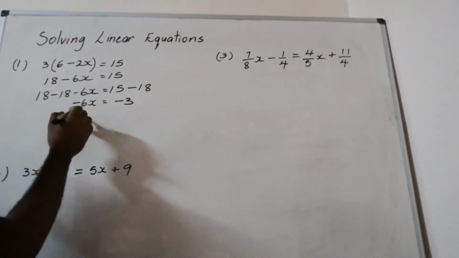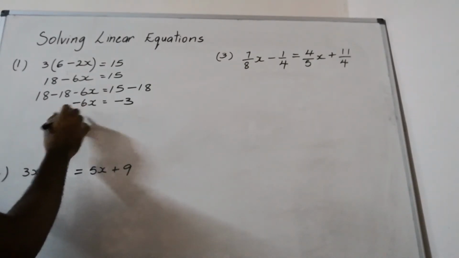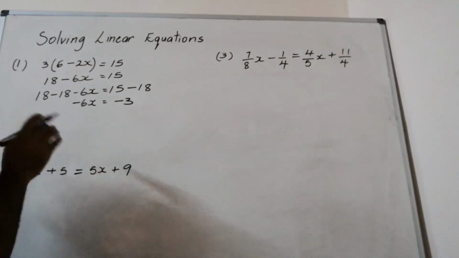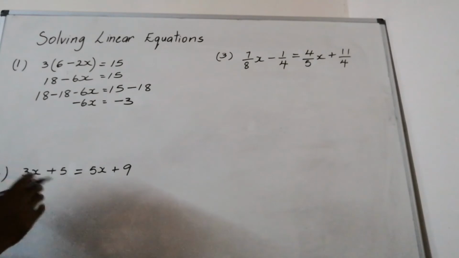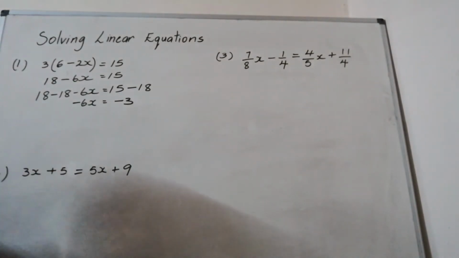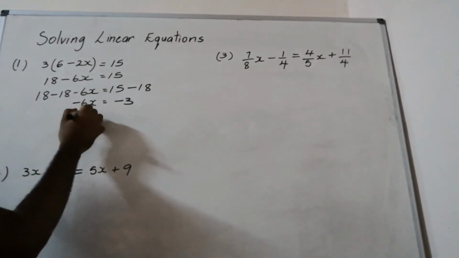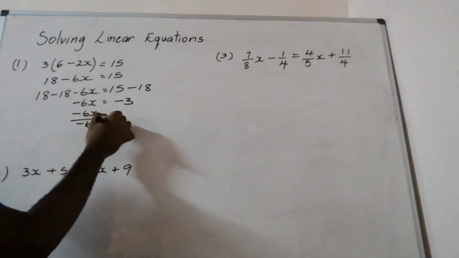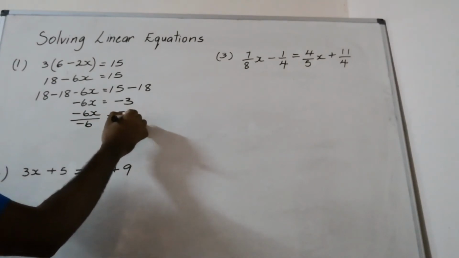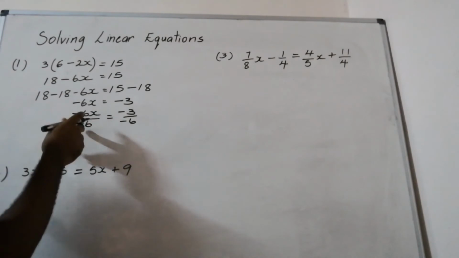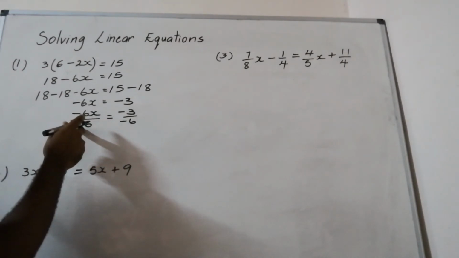So next we will have minus 6. Since the minus 6x is multiplying, to get rid of it, we have to divide by minus 6. So minus 6x divided by minus 6 is equal to the other side divided by minus 6. So a negative divided by a negative, that will give us a positive.